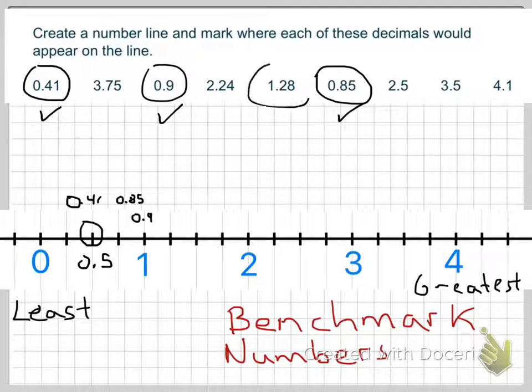So if I select 1 and 28/100, that's what I'll put on next. That's going to be right around here. It doesn't have to be perfect, but you should pay attention to your spacing, so that you space numbers that are close together, and numbers that are further apart, further apart. Our next number is 2 and 24/100, so that's going to go right around here.